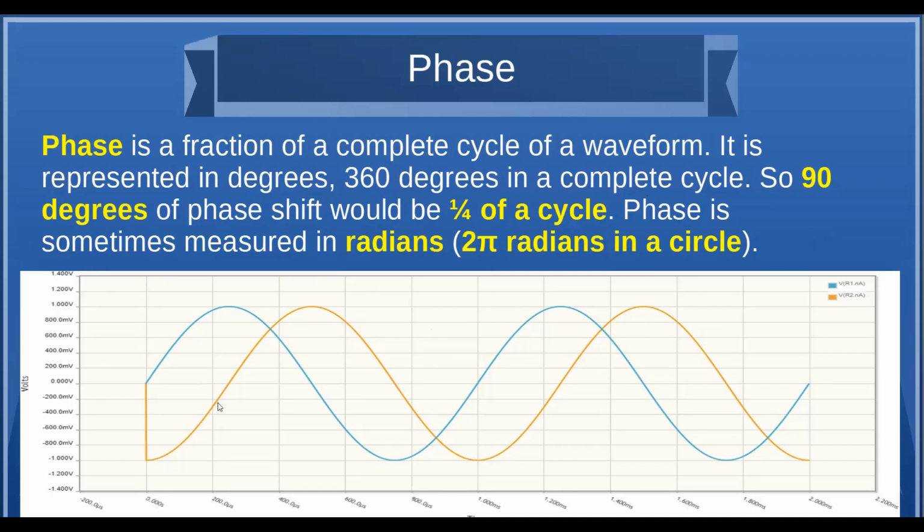And this is just showing what a 90-degree phase shift looks like between these two waveforms. So the peak of this waveform turns out to be at 90 degrees. And the peak of this one is at 180 degrees. So there's a 90-degree phase shift between the two.